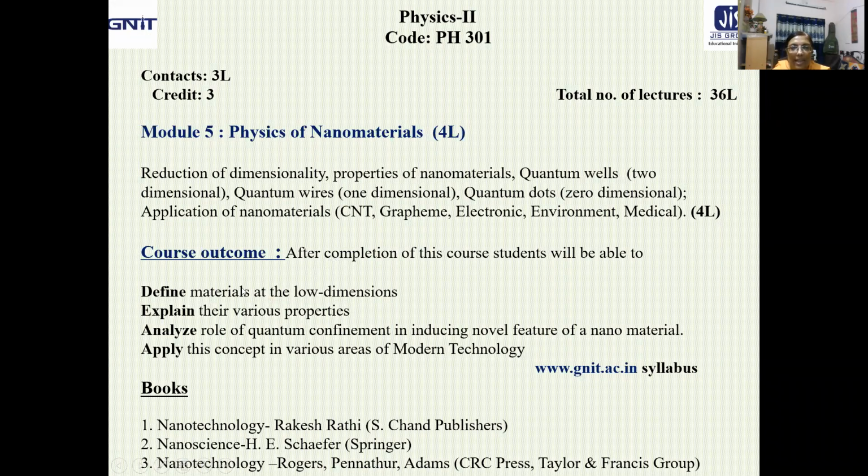Now let us take a look at the syllabus. This Physics of Nanomaterials comes under module 5 of Physics 2 with code PH301. You students know that there are a total of 3 contact hours of lectures per week and the credit is 3, and the total number of lectures to be delivered is 36. Now, in Physics of Nanomaterials, 4 lectures are there.